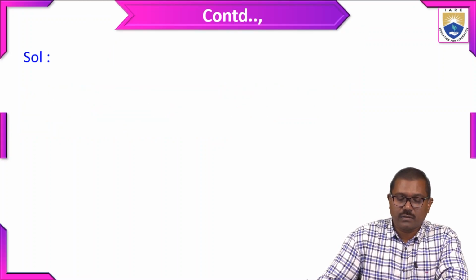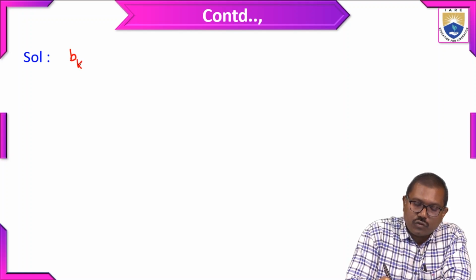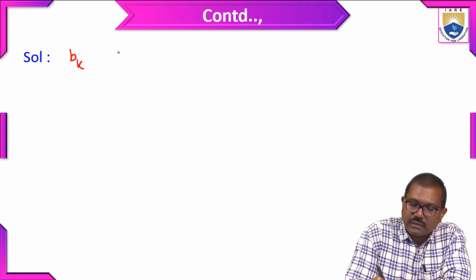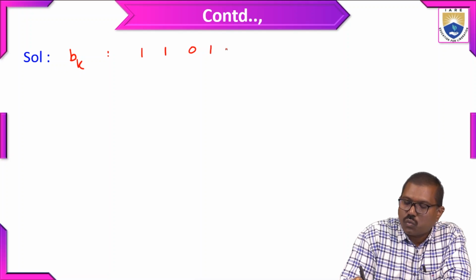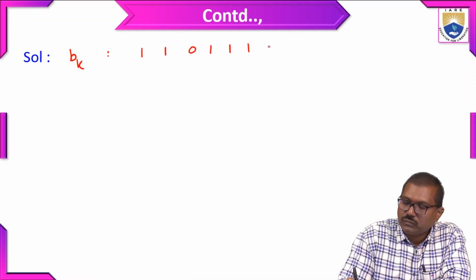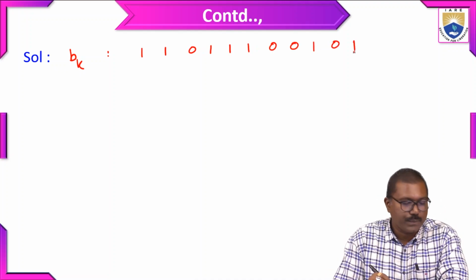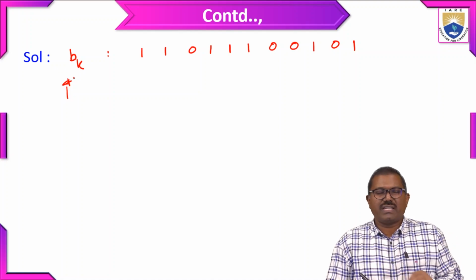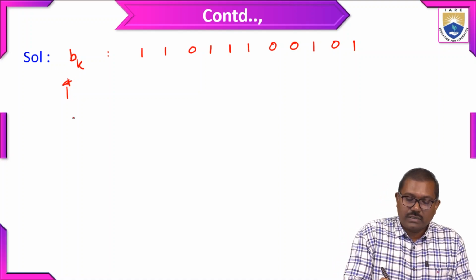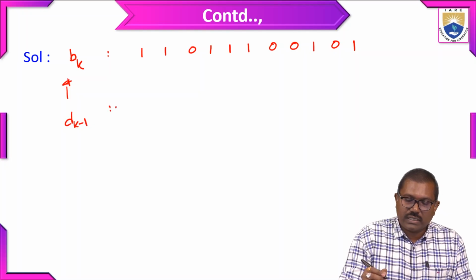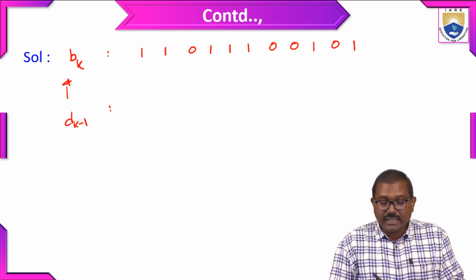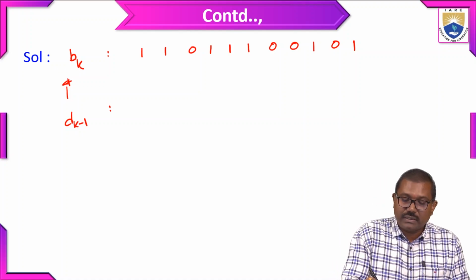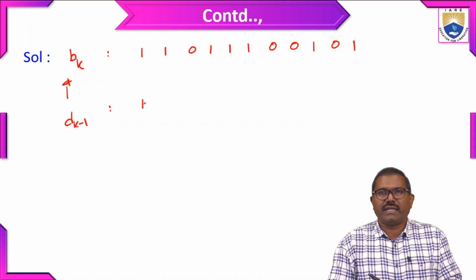First, write the given input sequence: 1 1 0 1 1 0 0 0 1 0 1. Here I am taking 1 as the reference bit, so d(k-1) is required. When you take 1 as a reference bit, the first bit is taken as 1.